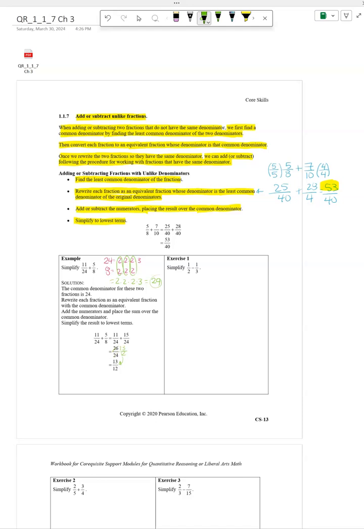Same thing over here. Every single time, this one's pretty simple. You just multiply the 2 together, right? But when you get to the bigger numbers later on, however your favorite way is, if you list out the multiples, or if you do the prime factor form, do that and find your common denominator, okay?